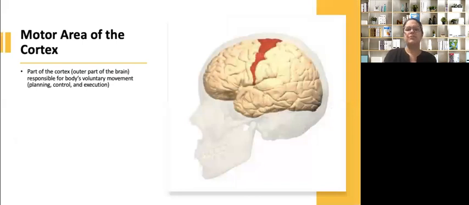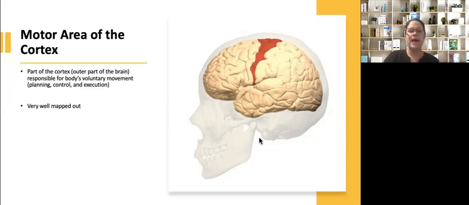Now, as I mentioned before, there's an area within the frontal lobe known as the motor area. This is the part that is responsible for the body's voluntary movements, so the planning, controlling, and actual execution of movement comes from this area of the brain. This area has been really well mapped out. So it's this red portion that you see here in the frontal lobe. This portion that's highlighted, that's what we're talking about, the motor area.